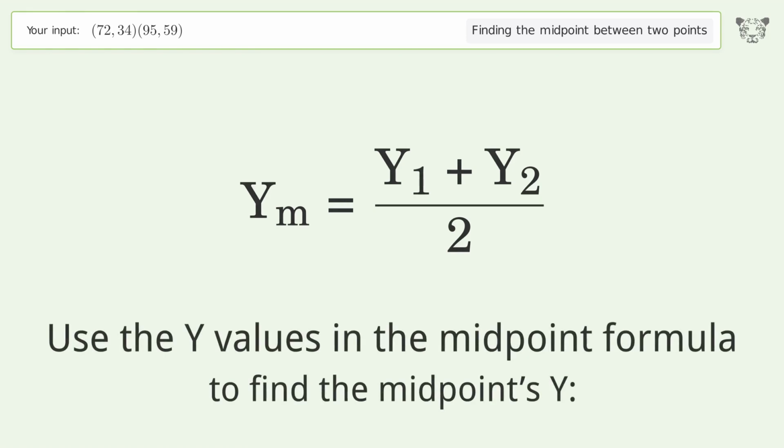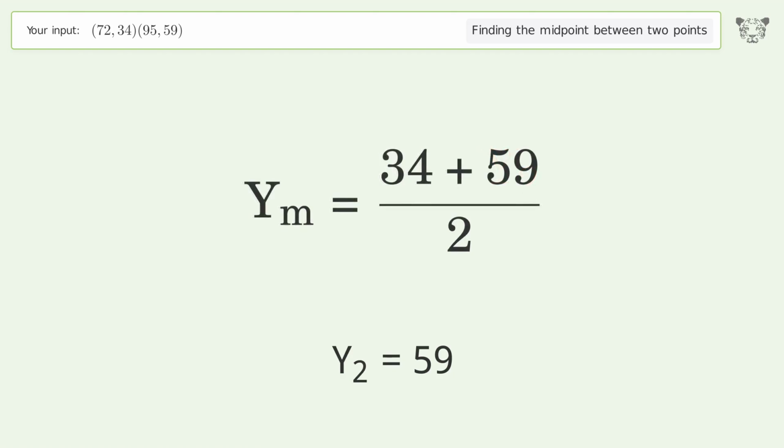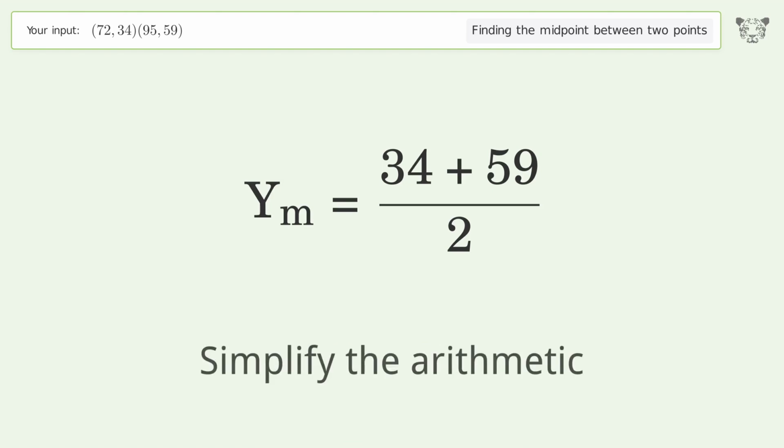Use the y values in the midpoint formula to find the midpoint's y. y1 equals 34. y2 equals 59. Simplify the arithmetic.